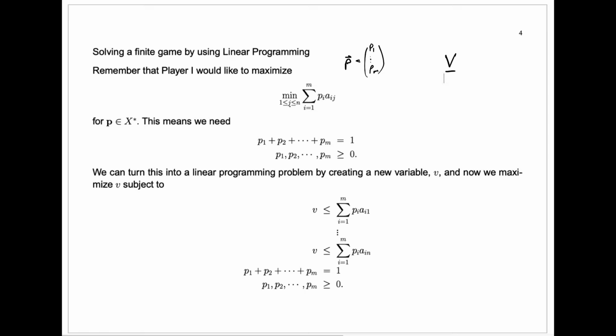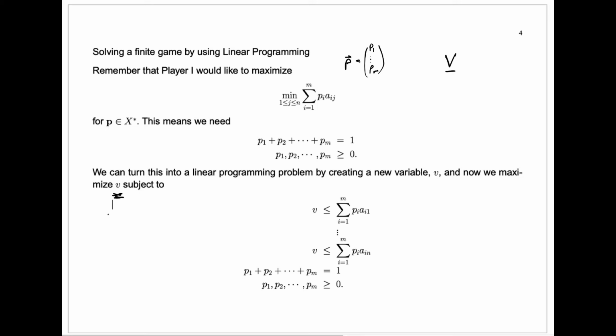We can turn it into a linear programming problem by creating a new variable, which we'll call little v here. And now we'll say we want to maximize this function v. Think of that as a linear function of one variable. Now, of course, we have m plus 1 variables. We have all the p's, and we have the new variable v. And our objective function is just this single variable v.